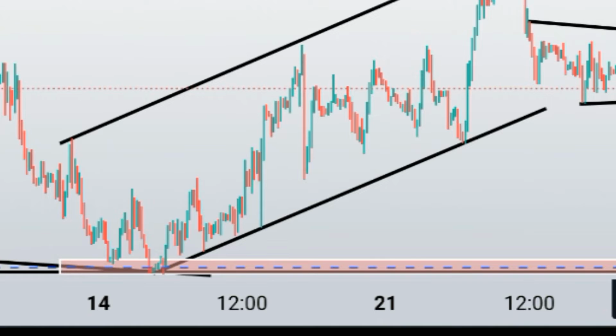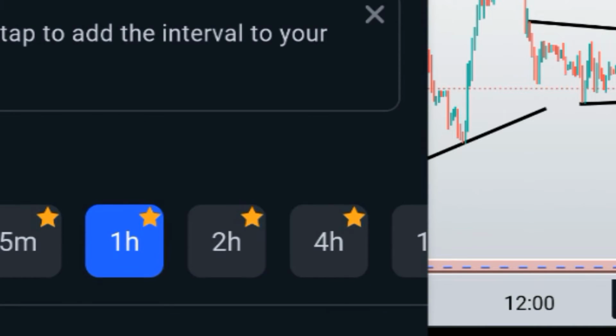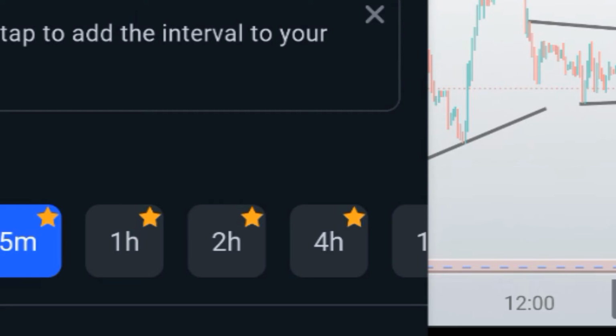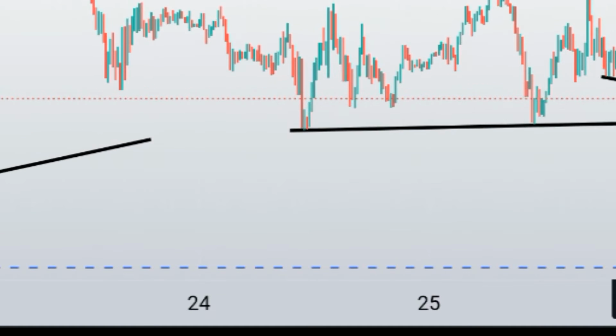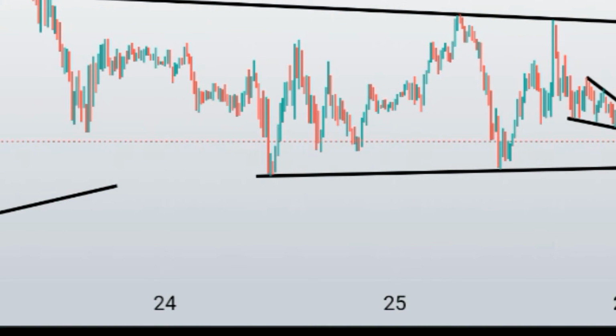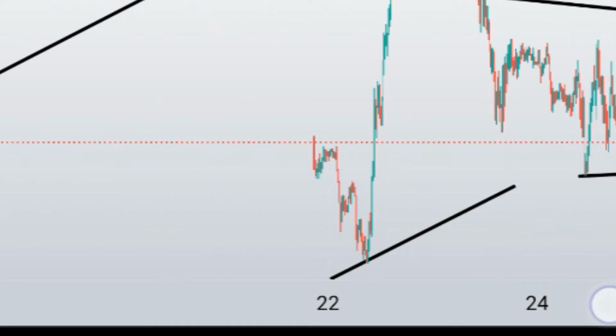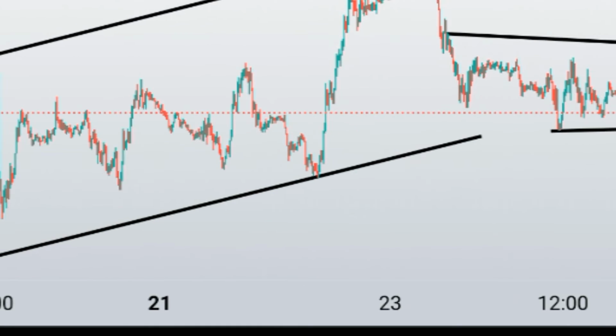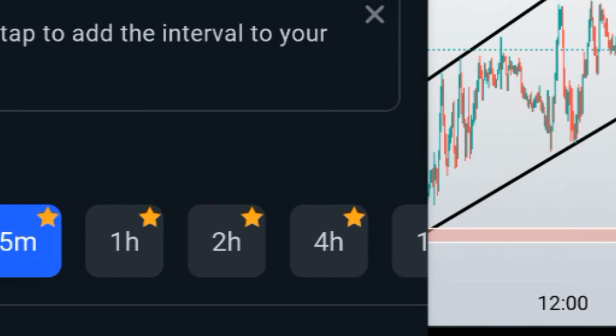So for GBPUSD, I'm actually looking for selling opportunities, guys. Even though you can see on the 15 minutes, sorry about that, on the 15 minutes we have a correction. So once we break this correction to the downside, then I'll be executing. So let's go down to the next pair, which is Euro GBP.